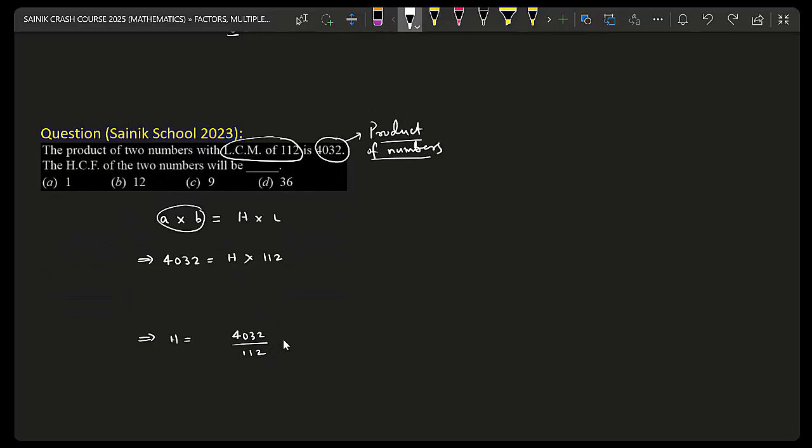Numerators. Come again. With which number are you doing division? I am asking. 4032. Both of them you have to do cuttings, right? First you check by 2, a simple number. Both of them are divisible by 2 or not? Yes, sir, both are divisible by 2.